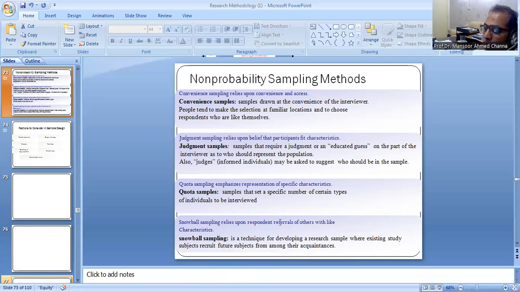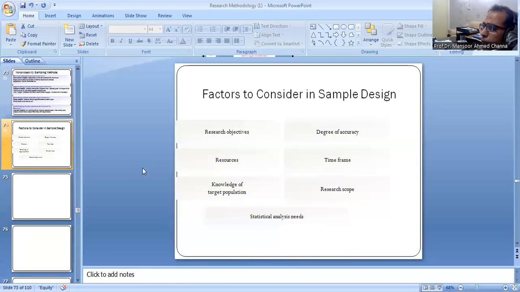Now, there are a few factors to consider in sample design. These factors may be based on research objectives, resources, knowledge of population, degree of accuracy, time frame, research scope, statistical analysis needs.